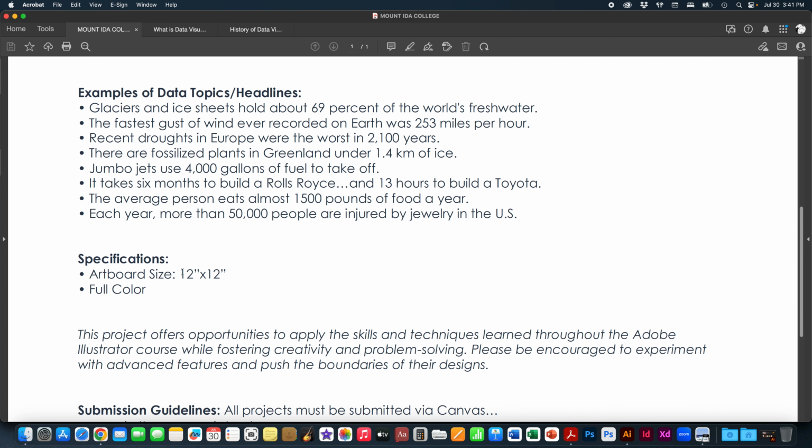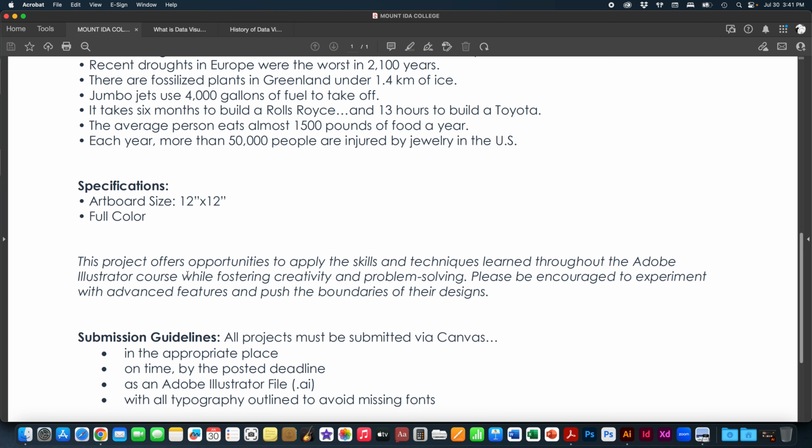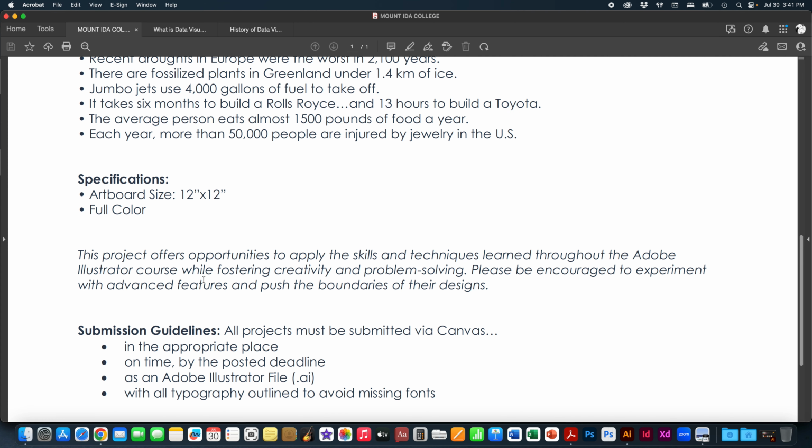Specifications, we're going to continue to work 12 by 12. We are working in full color. And these are your general submission guidelines that we normally use.